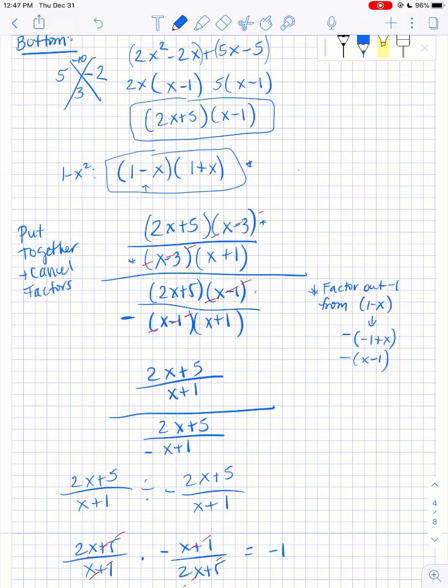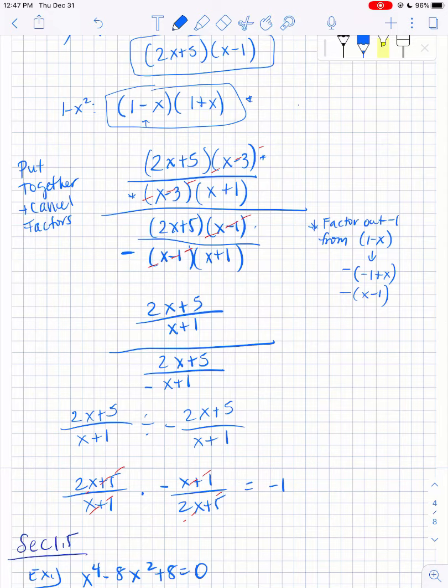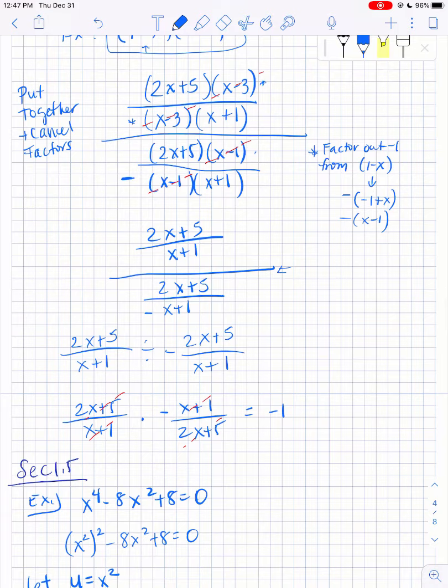x plus 1. So this is where I do the division now, this big division bar, which you could have done at the beginning, but I just chose to do it at the end. So I have 2x plus 5 over x plus 1 divided by negative 2x plus 5 over x plus 1. So multiply and flip the second. So I'm able to cancel the 2x plus 5s and the x plus 1s, and I'm left with a negative 1. So usually everything doesn't cancel out, and we're left with a rational expression still, but in this case it did. So we're left with a negative 1.